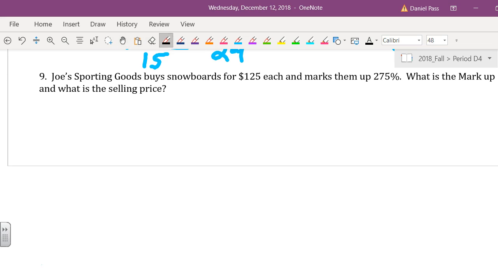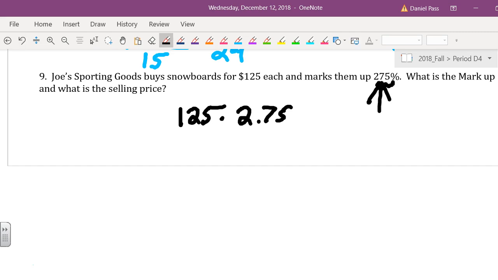So, first you would multiply the price that he bought it for, which was 125, times 2.75, which is the percent put into a decimal. Very good. Now, guys, pay attention to that. You move the decimal over twice. I know this is accelerated math, you guys are like, we know that, but hey, it's a little tricky, right?